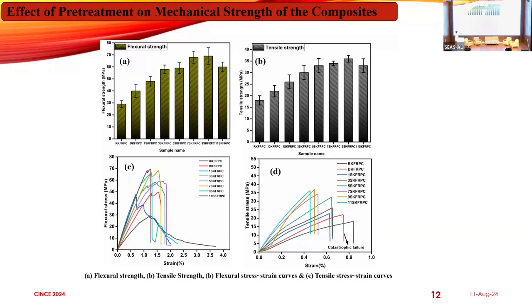This is the flexural stress strain curve, and that is the tensile stress strain curve. In case of raw fiber, we observe a progressive failure, and with increase in silane concentration, this shows catastrophic failure. This is due to the good interfacial interlocking between the fiber and matrix. But in case of tensile loading, all the composites show catastrophic failure. This is due to the participation of all the fibers during mechanical loading. However, the strain percentage decreases with increase in silane concentration, and tensile strength increases. This is due to the good bonding between the fiber and matrix.